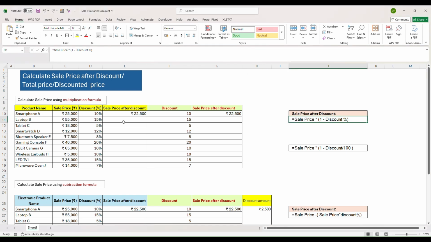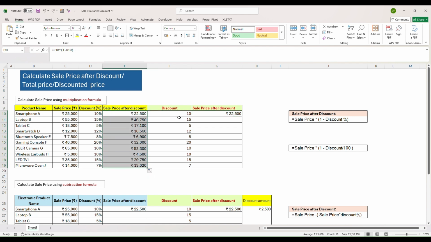So this formula here we'll use directly in this cell: equal to, multiply with the sale price, taking the reference cell, and then within the brackets, put 1 minus the discount percentage, which is 15%, and then press enter. So the discounted price or the sale price after discount is 46,750, and let's copy down the formula by dragging the left mouse button. Now we have got all the total price or the final price after discount.